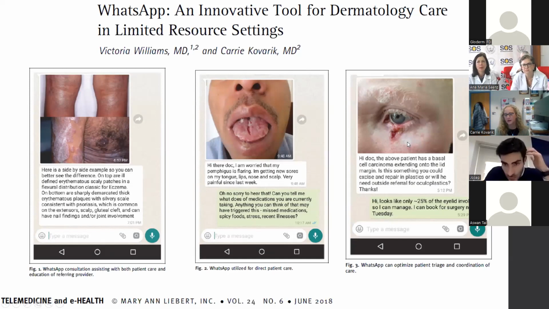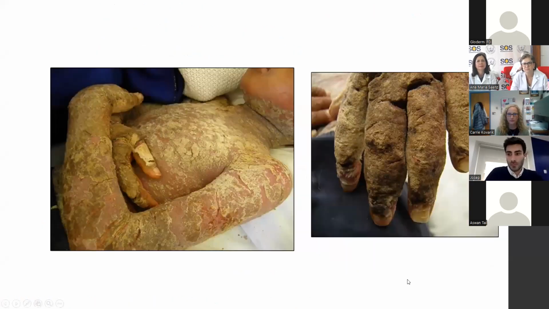So this is a patient with albinism. We can send the photos to the surgeons and they can help coordinate the surgeries. And it's just a very good tool for consultation and coordination. And it's got very good encryption.